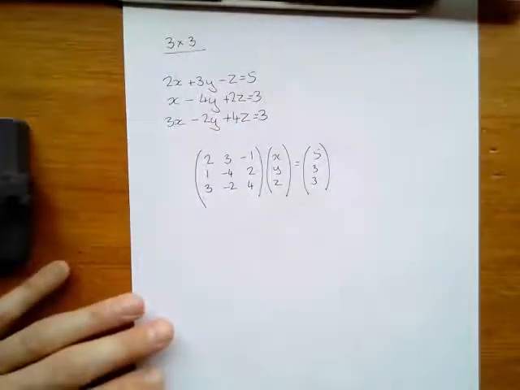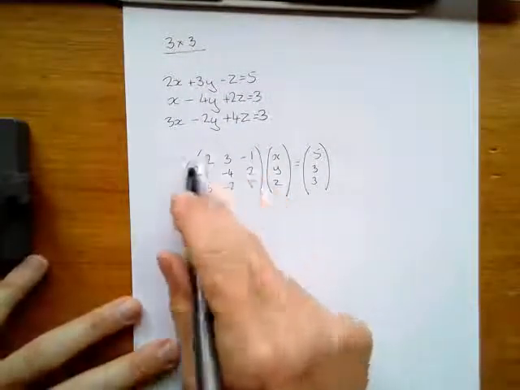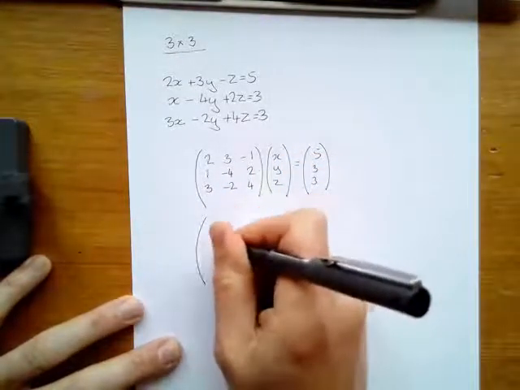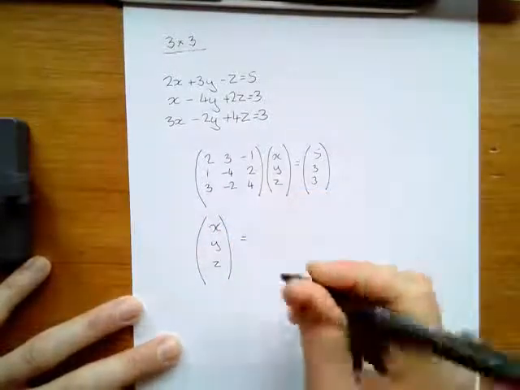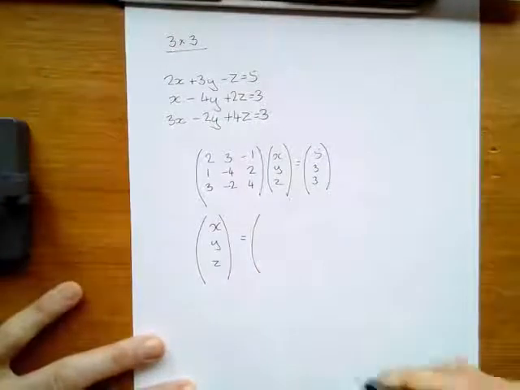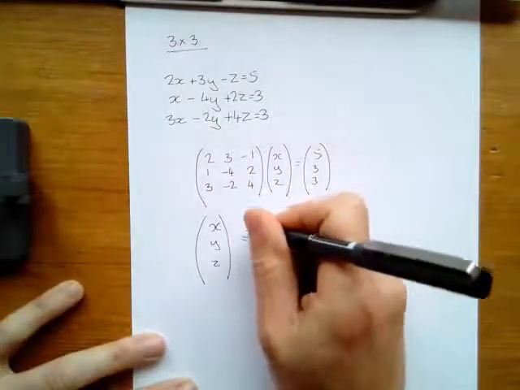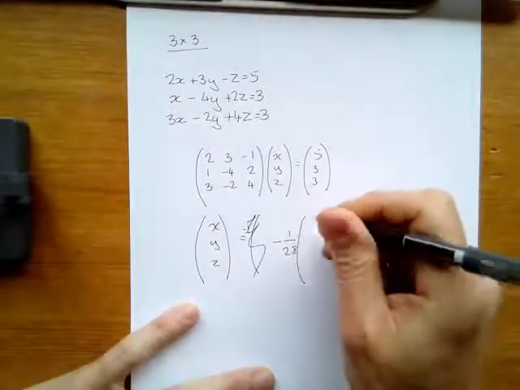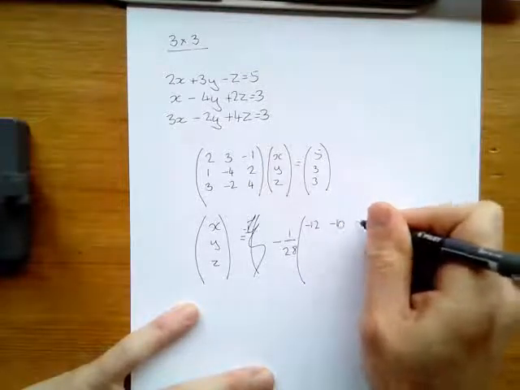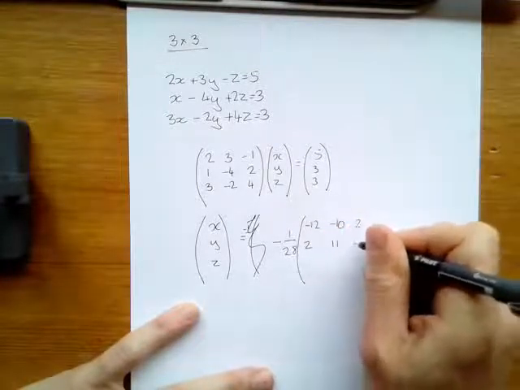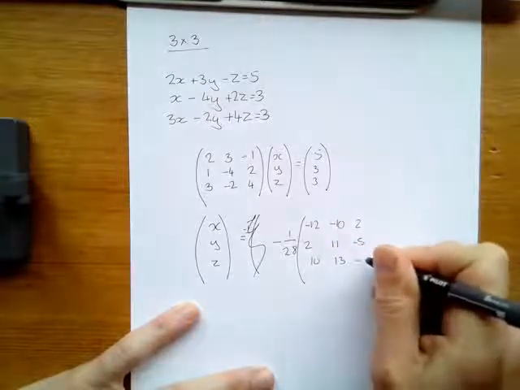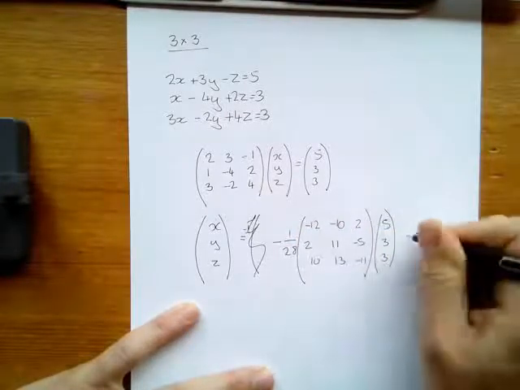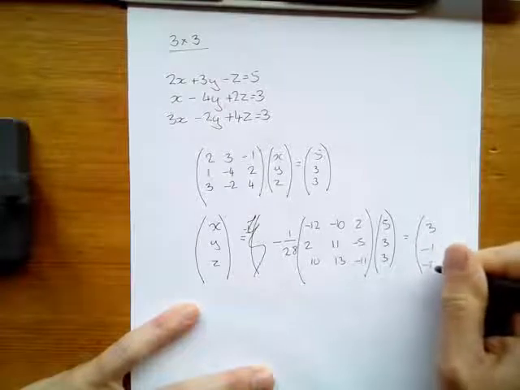Then you go and find the inverse of that matrix there. You apply it there and there. The left hand side becomes that. The right hand side becomes the inverse matrix, which happens to be minus 1/28 times the matrix minus 12, minus 10, 2, 2, 11, minus 5, 10, 13, minus 11, times the 5, 3, 3, and all of that multiplied gives you the solution 3, minus 1, minus 2.